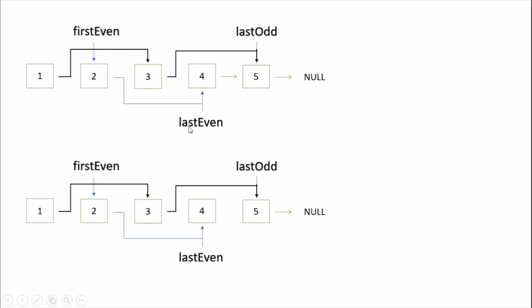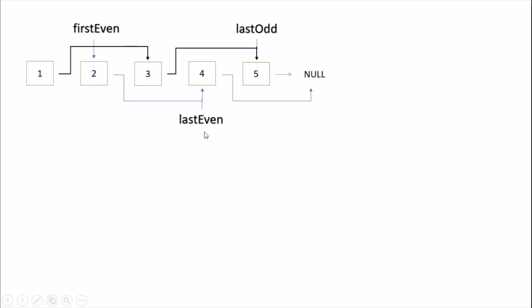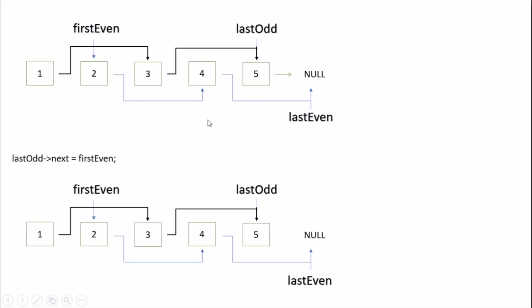Okay, so now last even's next should point to last odd's next, which is null. Now last even's next, that is 4's next, is now pointing to null. And now we have to update last even's value. So now last even will point to null. Now since last even is pointing to null, we break out of the loop.